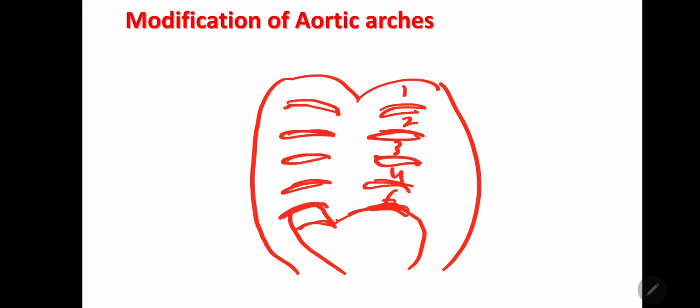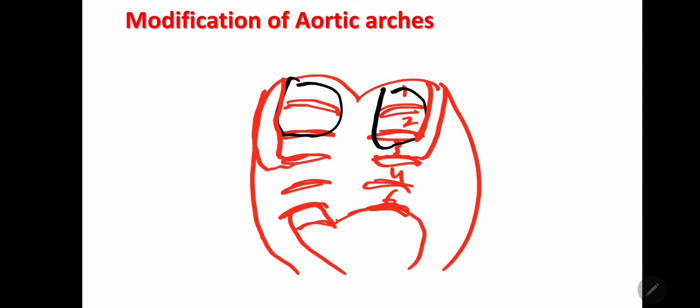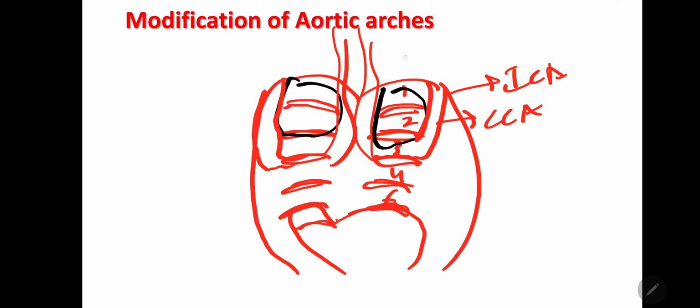So this first and second, they disappear. So what happens here? There is development of the third. How is this third forming? This third is forming the common carotid artery and internal carotid artery, whereas the external carotid artery is coming as a sprout from the third aortic arch.